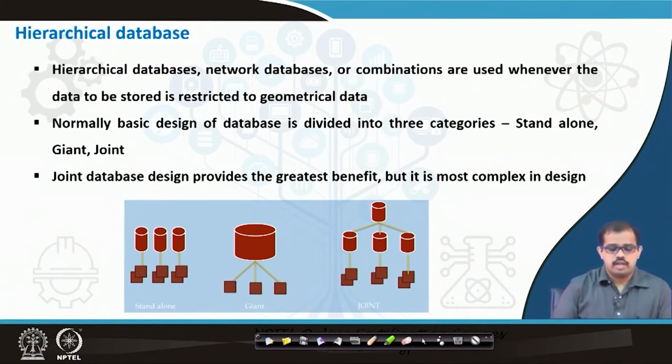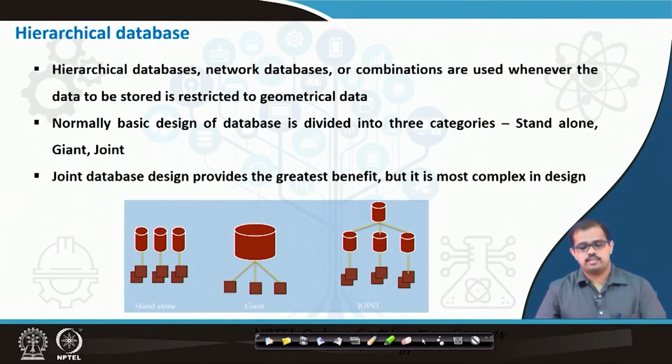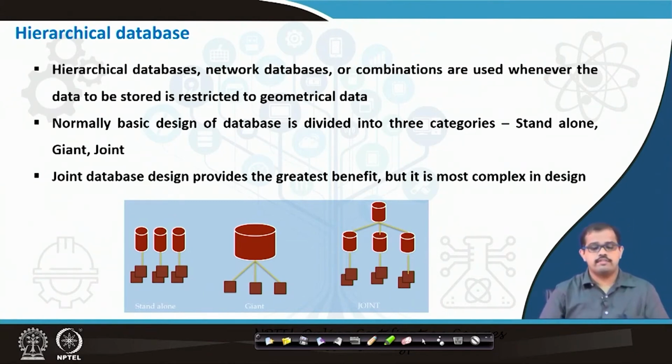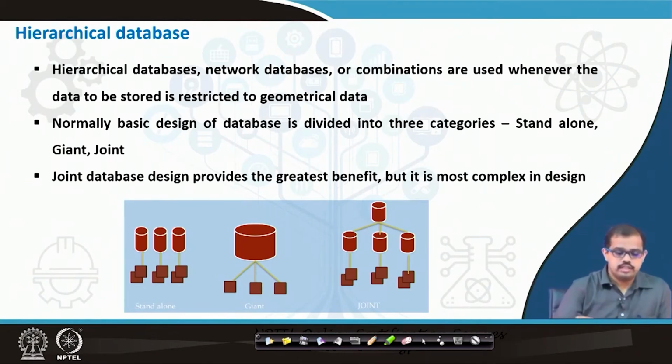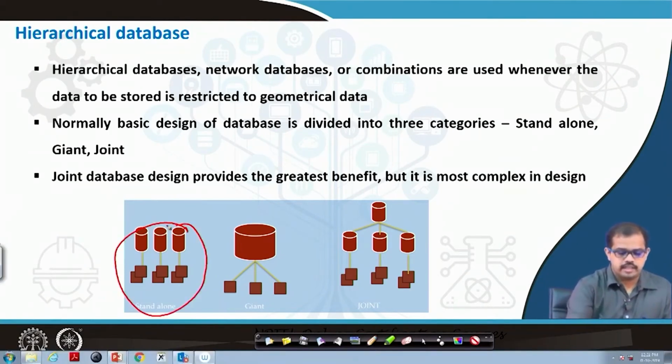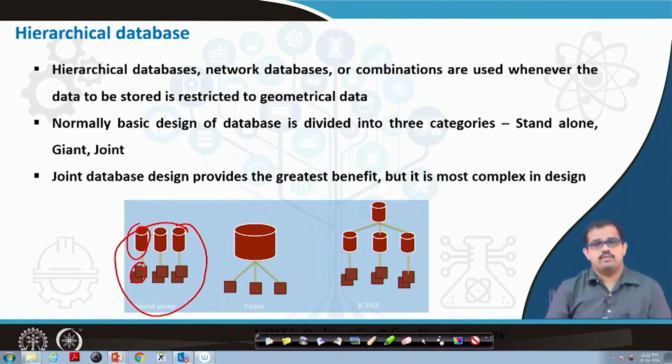The first type is the hierarchical database management system. Hierarchical and network databases, or a combination of these, are used whenever the data to be stored is restricted to geometric data. When I say geometric, I am being specific to the geometry of the data. Normally the basic design of a database is divided into three categories: standalone, giant, and joint. Here you see a standalone, where you have a particular database and a query mechanism through which it is accessed.